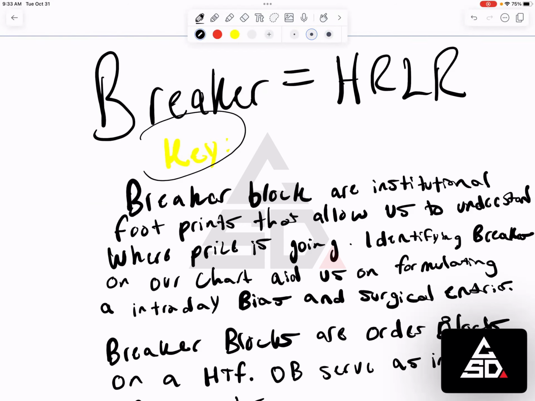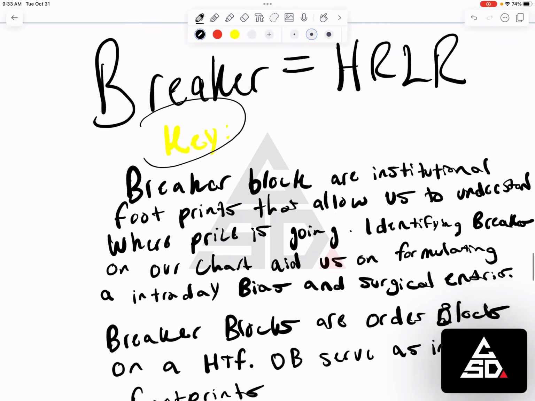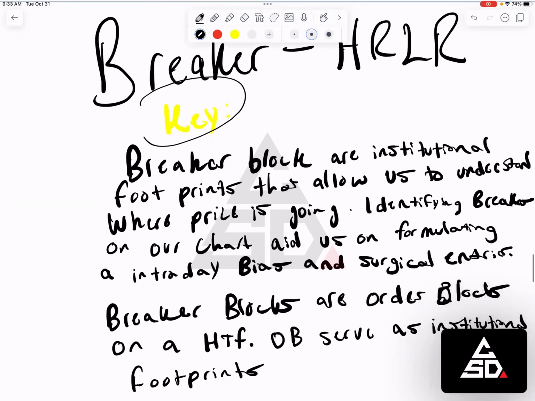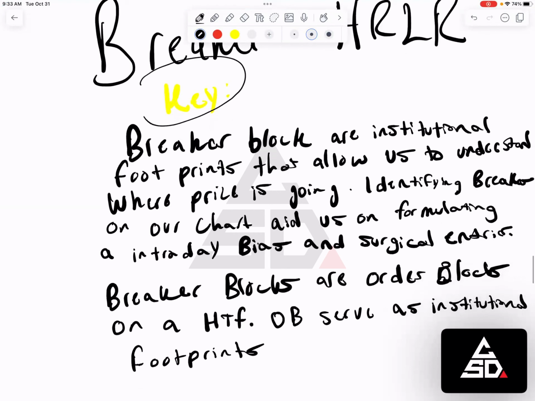Like, we know what low resistance liquidity runs are: less resistant. So therefore, it's going to be easier. That's the path of least travel. You know what I'm saying? There's not a lot of resistance in that direction. With high resistance liquidity, there's a lot more resistance. So therefore, it's harder for price to take out a breaker than it is to take out a low resistance liquidity run. So here's a key takeaway.